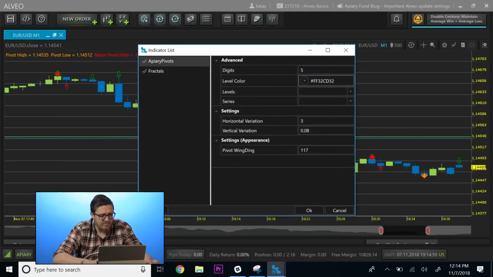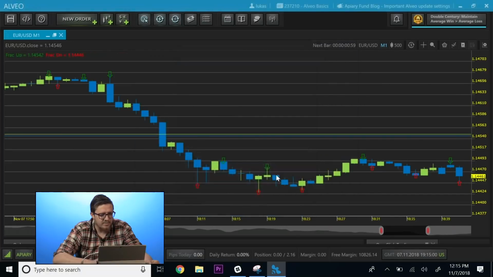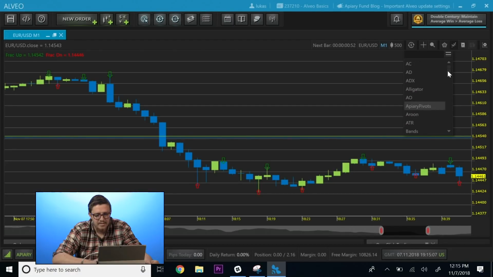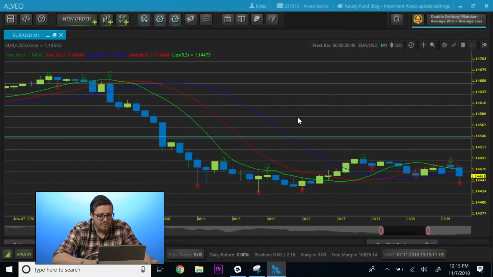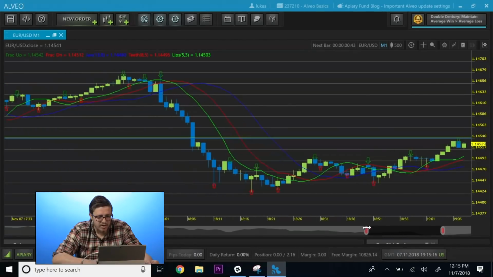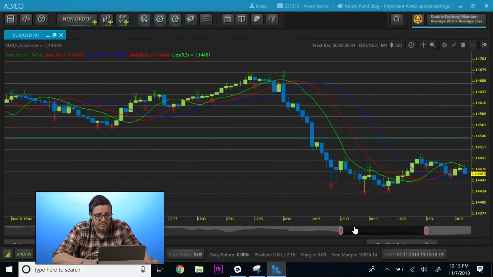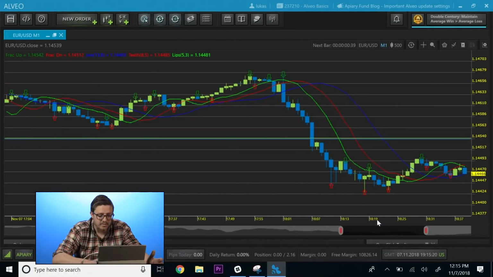Let's go ahead, we'll take these pivots off. Makes it a little hard to see some of the fractals. And what we'll do is use these fractals as Bill Williams had intended. Let's go ahead and put the Alligator indicator on. We'll leave that with the defaults that were set up here. And we'll look at some of the entries and exits for these fractals.